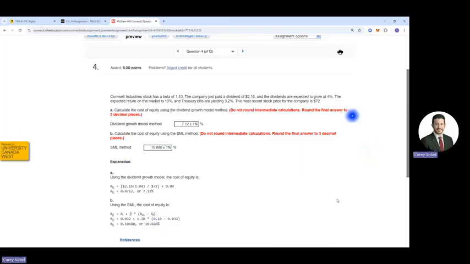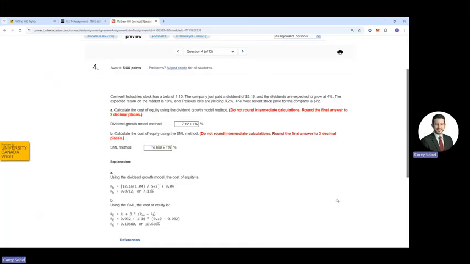So we have a slight difference, right? 10.68% versus 7.12%. Depending on which model we use, we're actually getting a different cost of equity that we use in our calculation of weighted average cost of capital for the company. Like we said, the dividend growth model method is the one that's used a little bit more in practice, especially when that information is available.